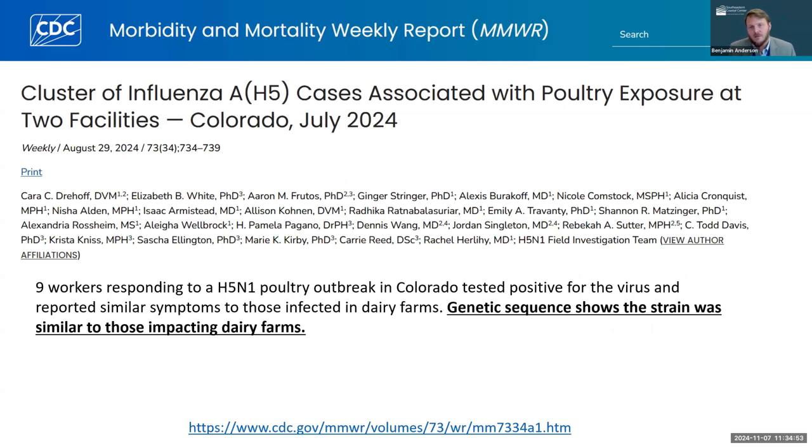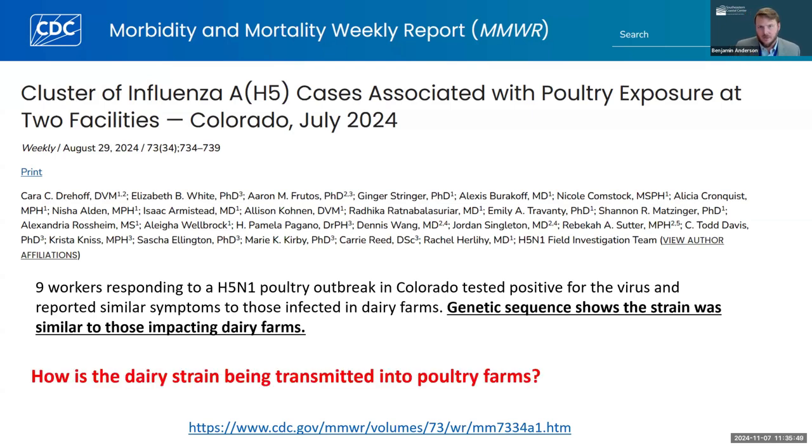One of those has been a cluster of H5 detections associated with a poultry exposure in Colorado. So there were two poultry facilities that had H5N1 detected in the flocks. And when the responding workers that are part of the response team for the state agency in Colorado were exposed, they actually became infected. And the really interesting and concerning part of this case is that the strain that we can identify with laboratory testing, something we call sequencing, which allows us to know the exact genetic sequence of that virus, matched exactly to the virus that was circulating in a nearby dairy operation. So that begged the question then: how is a dairy strain being transmitted into a poultry farm and then ultimately ending up in these exposed individuals?